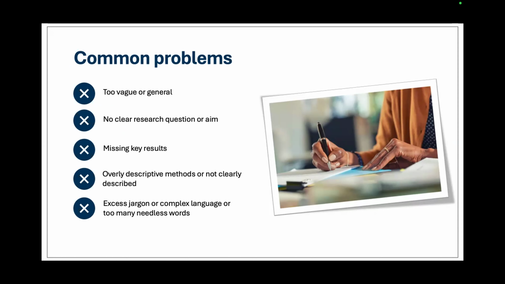So people describe a topic area, but never clearly state the aim of their research. Third is missing or weak results. This is a huge one. Saying things like "results will be discussed" is usually not very compelling.